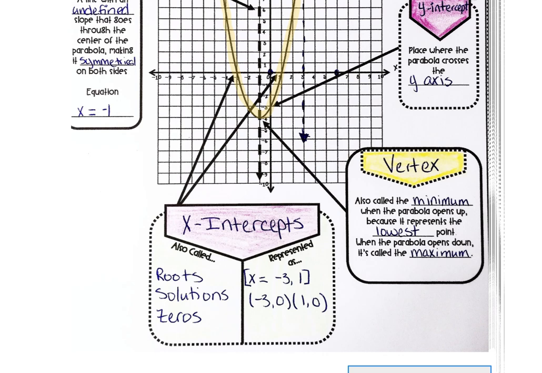Think of throwing a ball up in the air. The ball is going to go up to its highest point. It's going to turn and come back down. So if this parabola were pointing down, that would be the max. Since it's pointing up, it is the minimum.